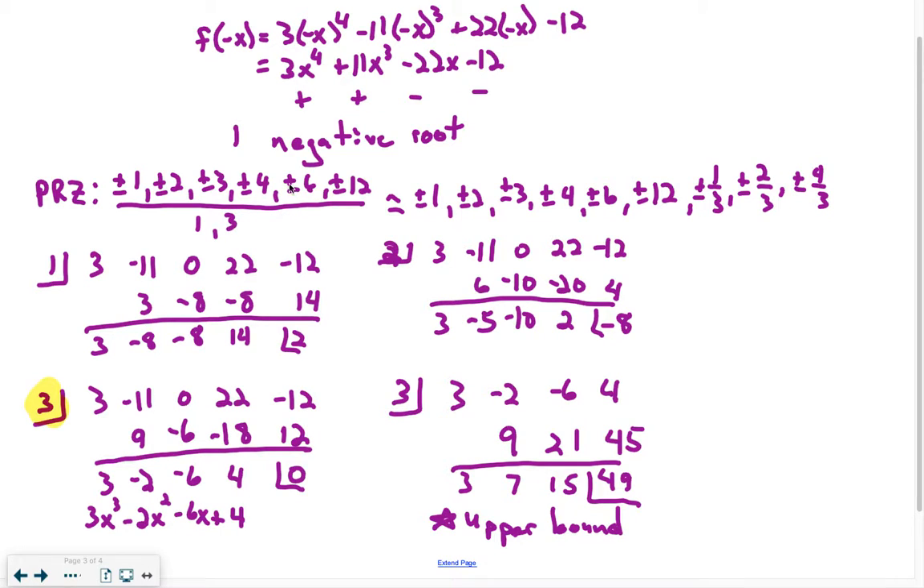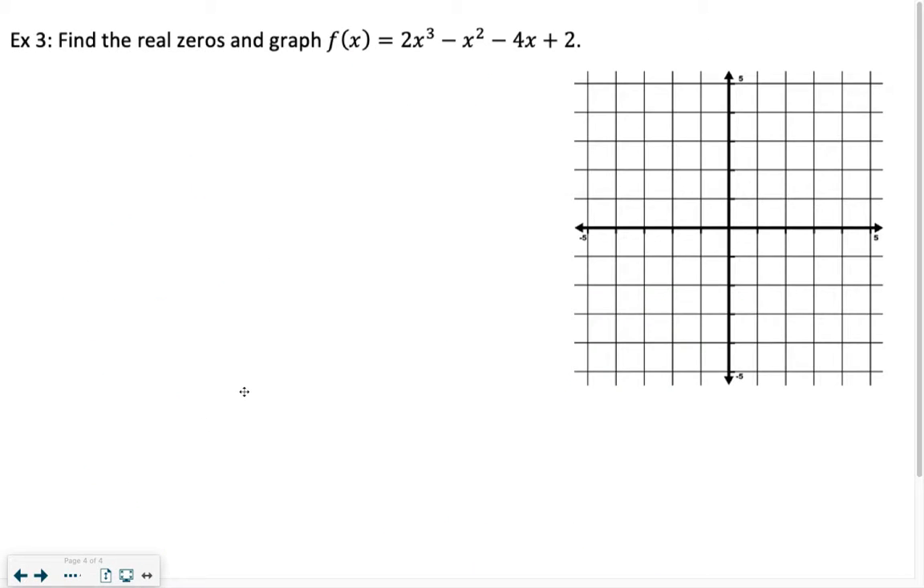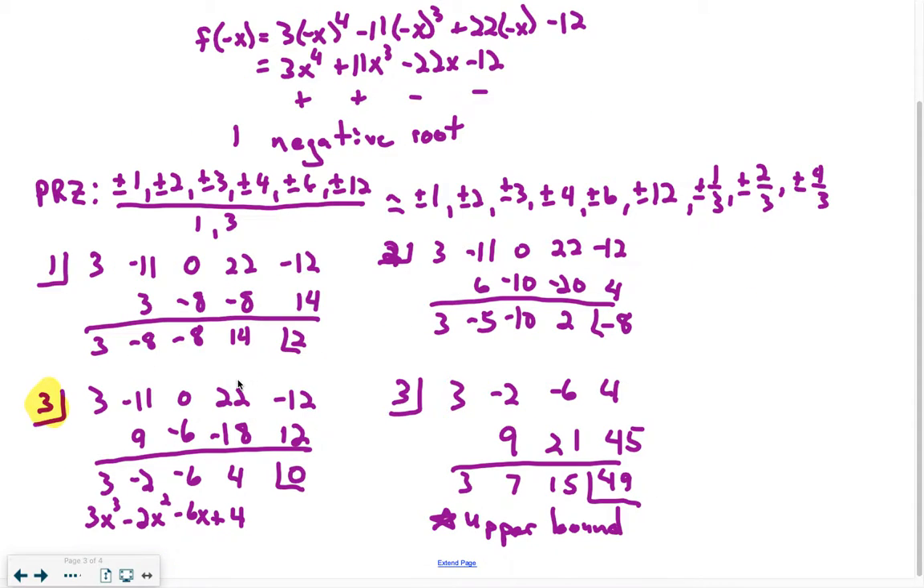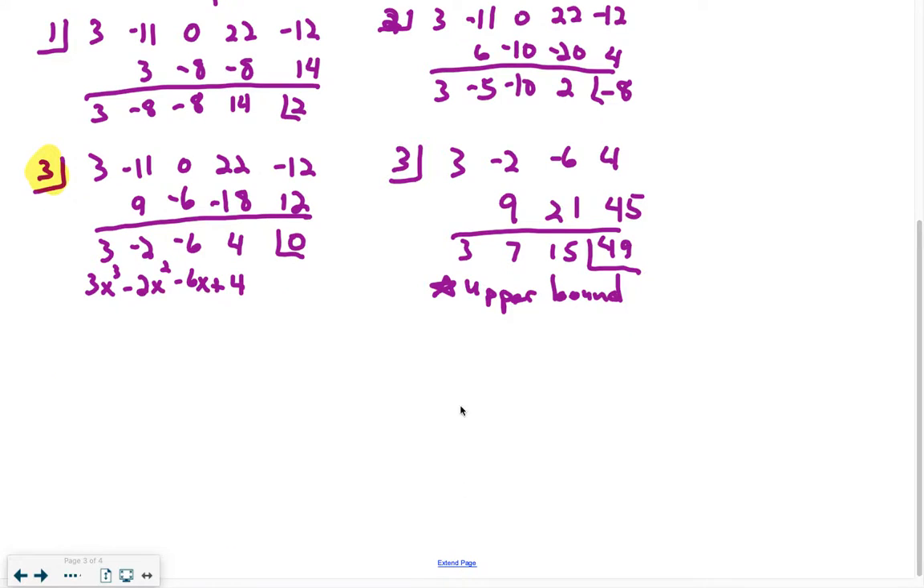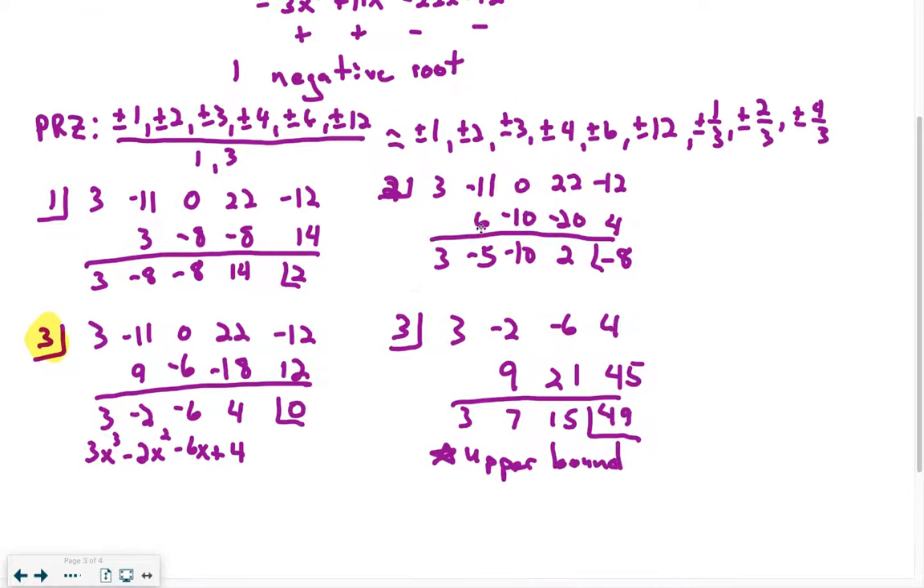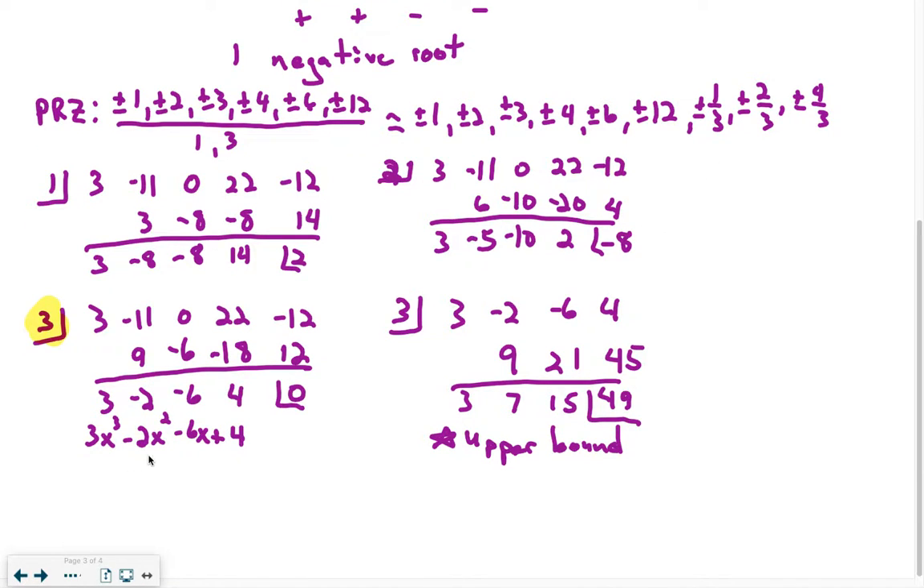Okay, so since we know we have either 3 or 1 positive root, there's going to be some more. Well, I guess not necessarily more. We could only have 1. But let's keep trying our positive roots here. So I already tried 1, 2, and 3, and I can discard everything greater than 3. So let's try some of our fractions. Let's start with 1/3.